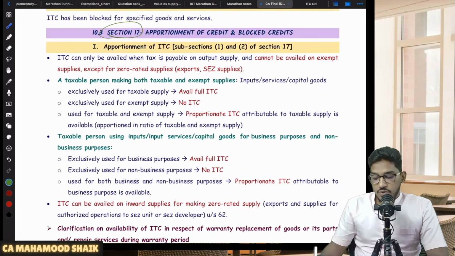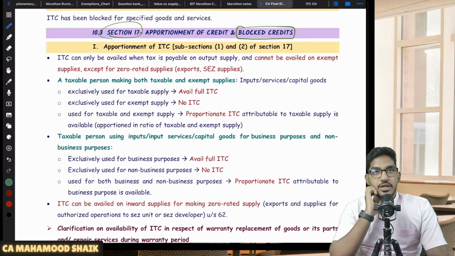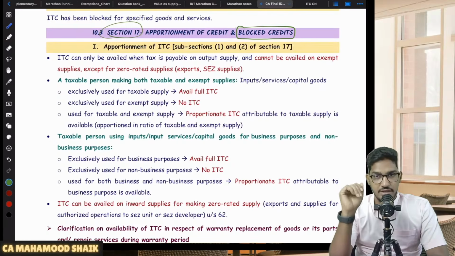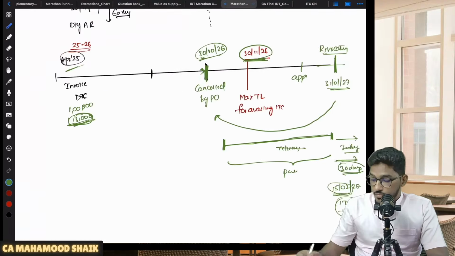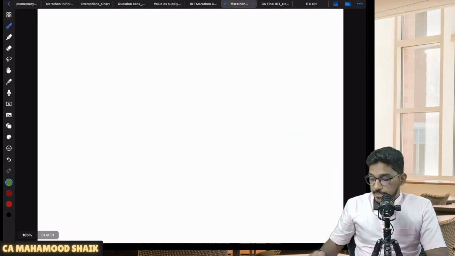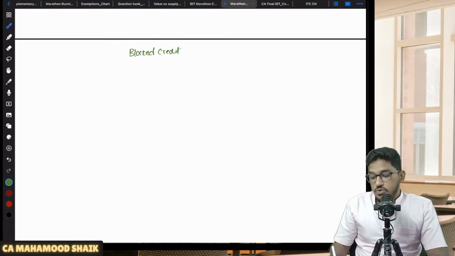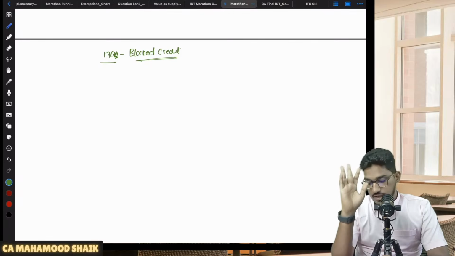Apportionment, we'll come back to that later. First, we'll try to complete the blocked credit concept. Once we complete the blocked credit concept, then we will come back and understand the apportionment discussion. So first, let us try to understand blocked credit. This discussion is contained in 17 subsection 5. Let us try to understand the conditions of blocked credit: what are the circumstances in which the credit will be blocked, so that we understand it.